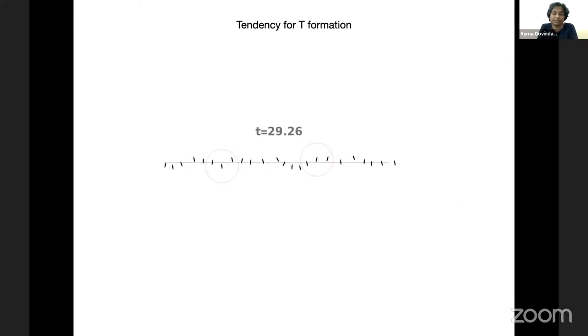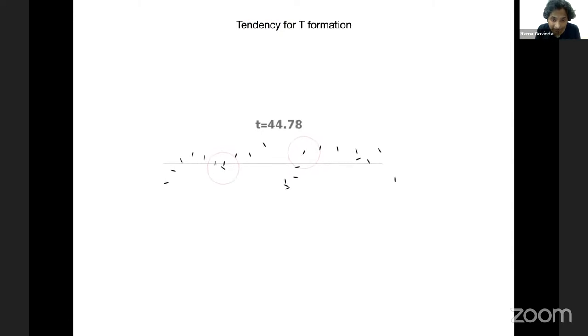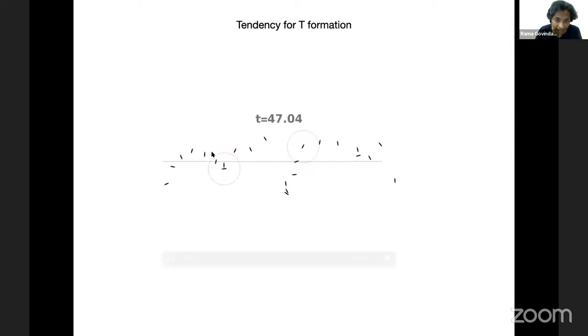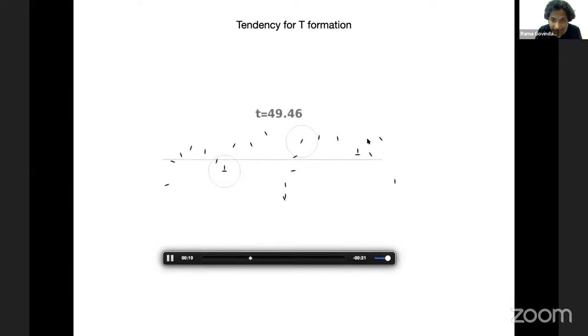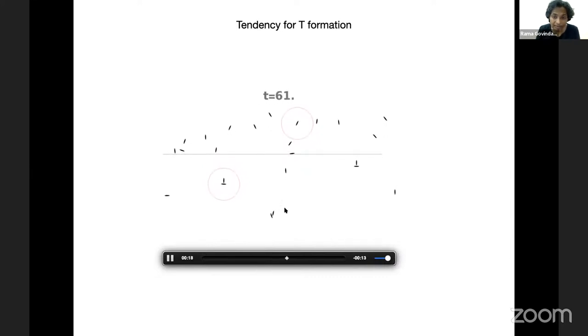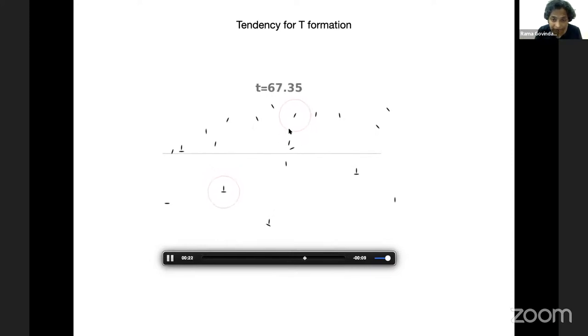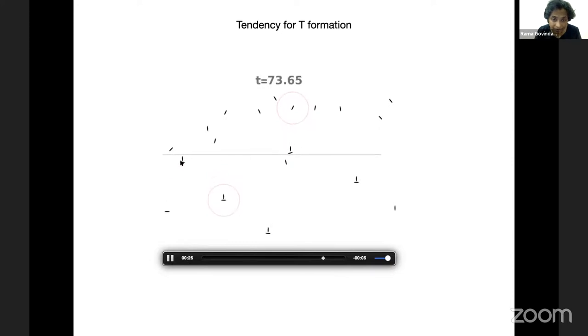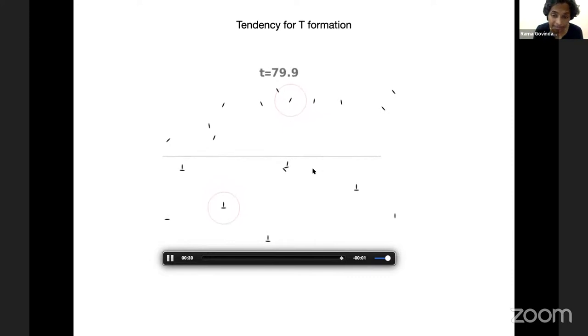And here's a simulation to show you examples of T formation. Look at that one, that is a T. Look at that one, that is a T. This one used to be a T and became a V. So you see a lot of this in the flow. Things which were both kind of vertical initially, the lower one starts becoming horizontal. So you see T, T, T, T, T. You see T's all over the place.